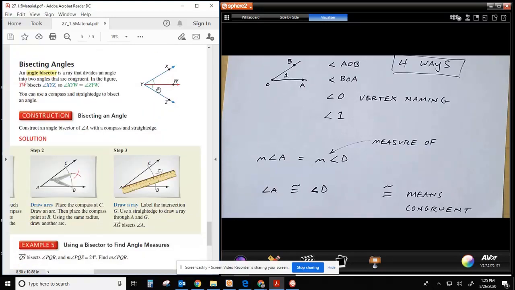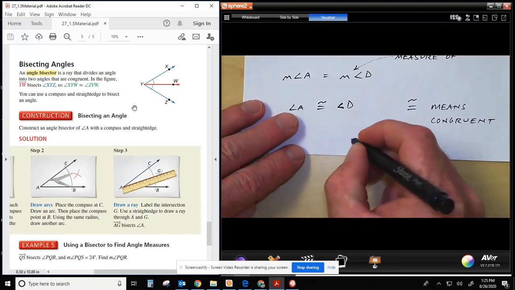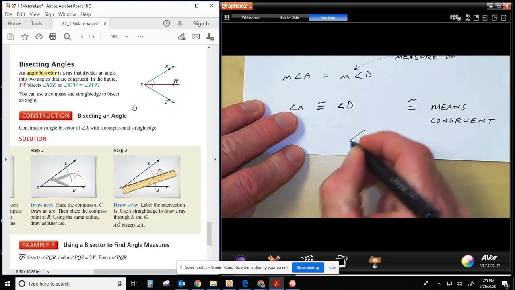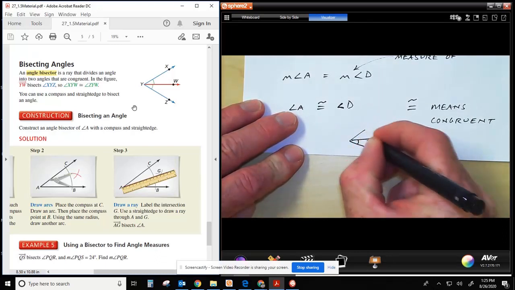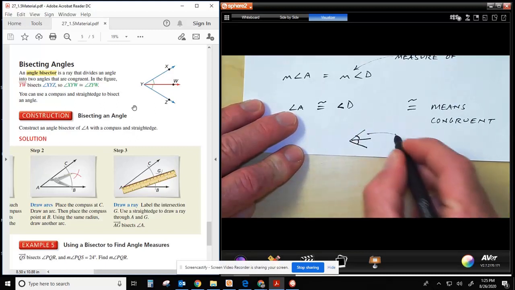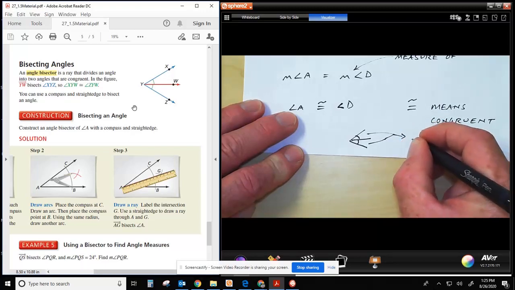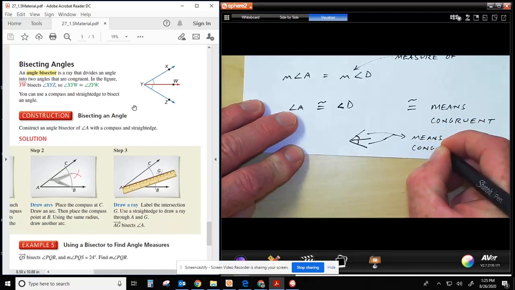And in geometry, you will see this symbol drawn. I'll do it one more time on my paper. You will see these little hoops drawn. They're often offset. This means congruent angles.